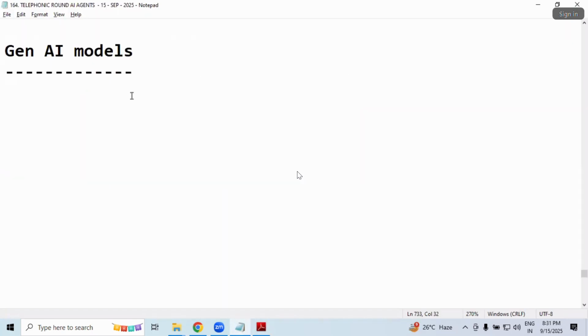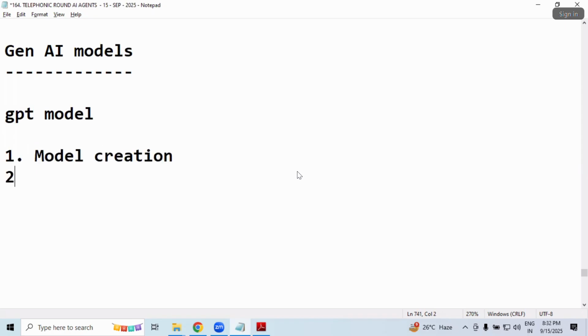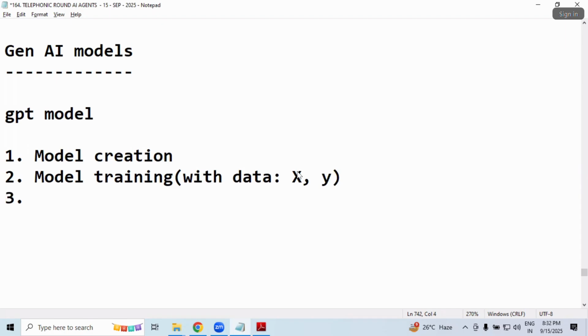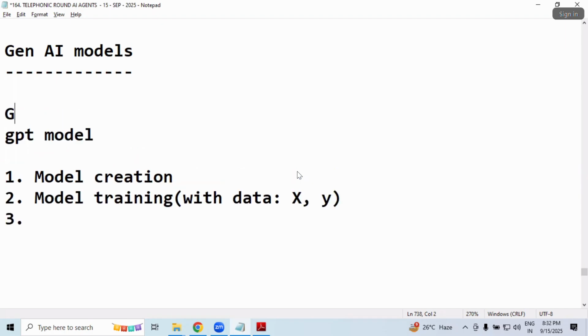By this time, no matter what, you should know how to build a model, how to create a model. After building, the next one is training. After creating, model training. The next one, prediction. If you know these three steps, you can understand any model. If I say GPT model, first model creation, then model training with data, input and output. Though it is a Gen AI model.